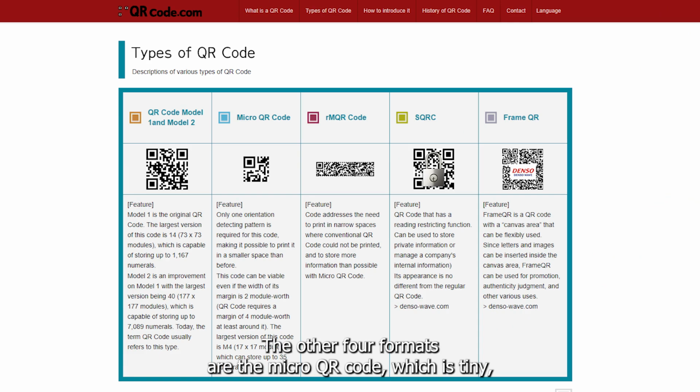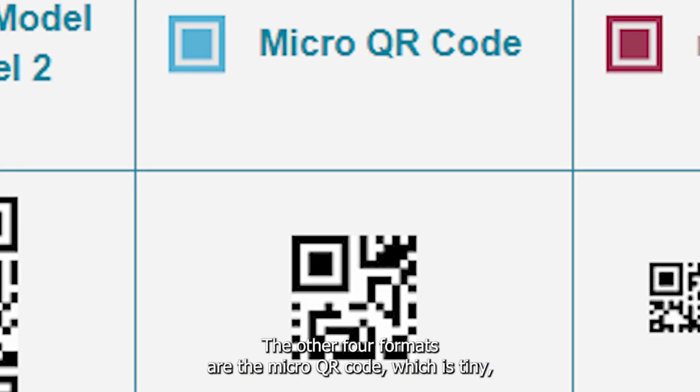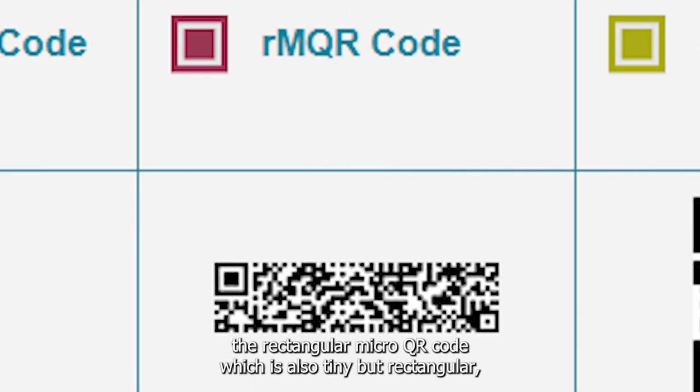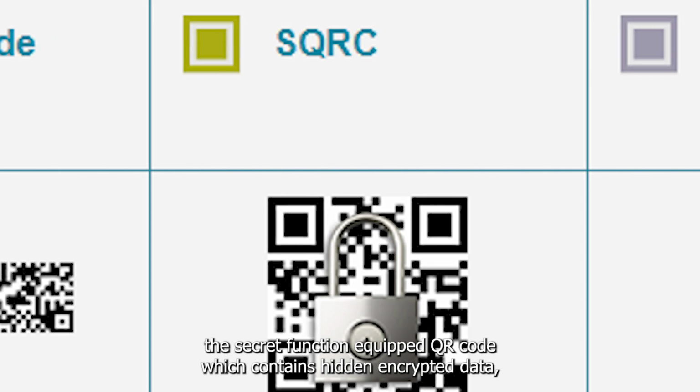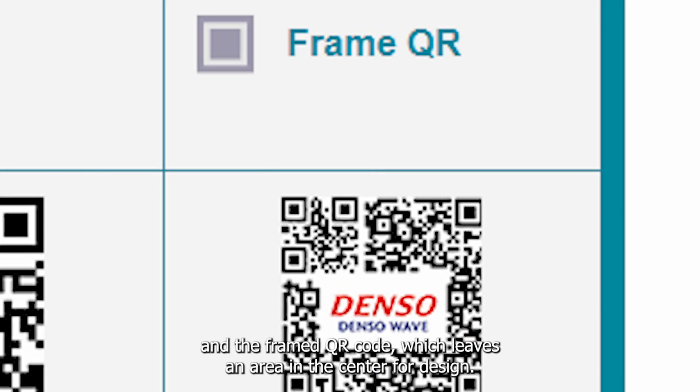The other 4 formats are the micro QR code, which is tiny, the rectangular micro QR code, which is also tiny but rectangular, the secret function equipped QR code, which contains hidden encrypted data, and the frame QR code, which leaves an area in the center for design.